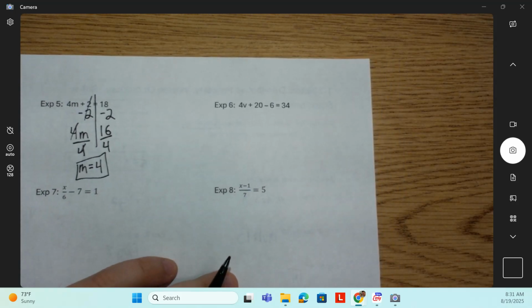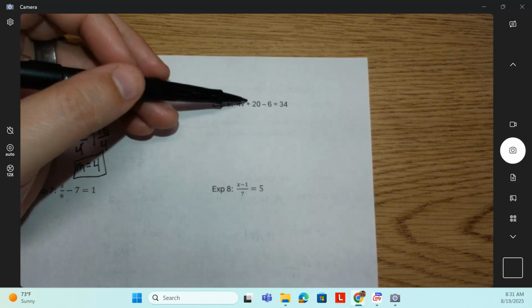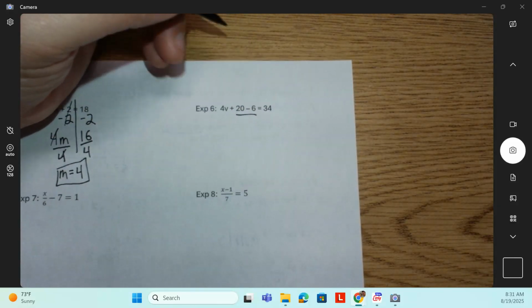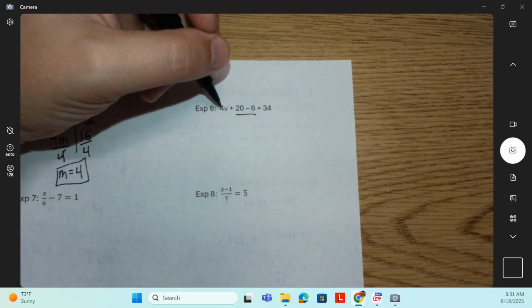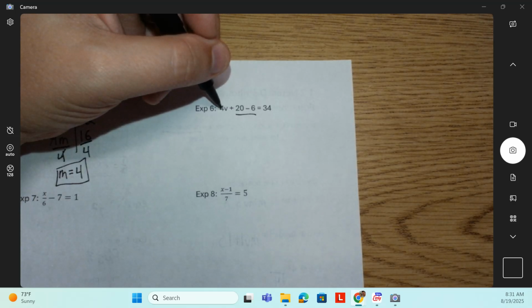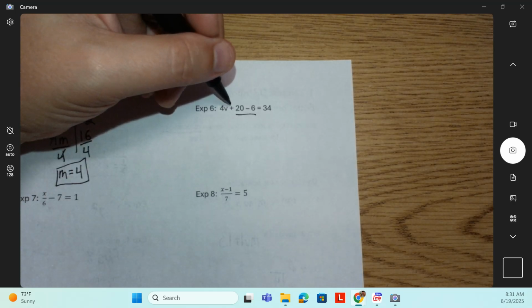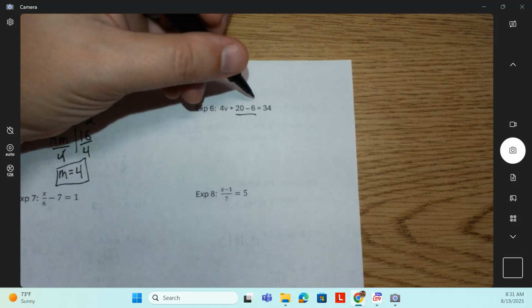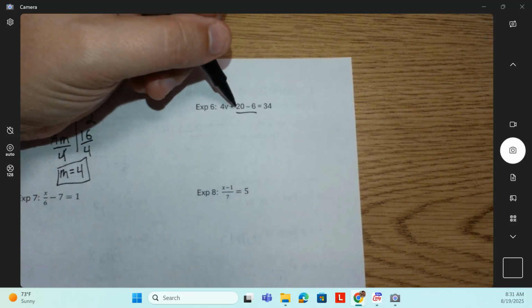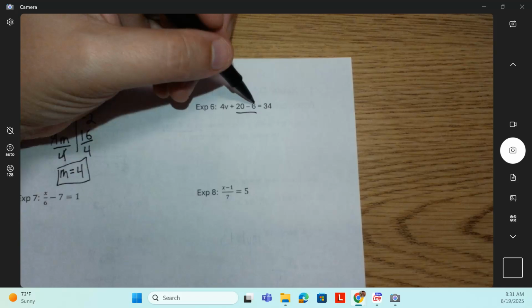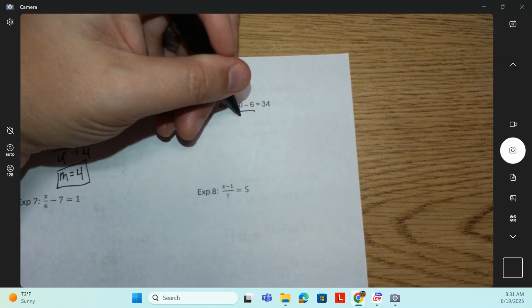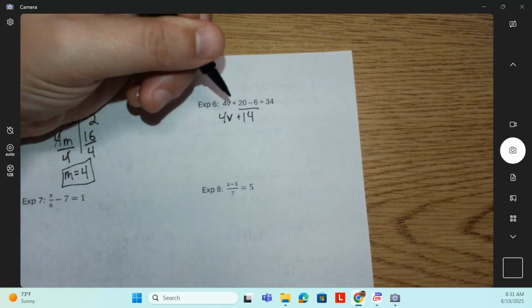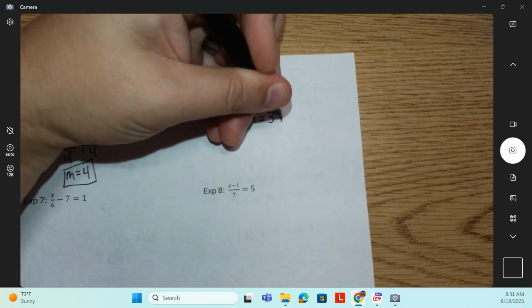When I look at the example for number 6, they give us 4v plus 20 minus 6. So the very first thing I'm going to do is make it a little simpler by doing that 20 minus 6, because we can't combine it with the 4v. So we're going to take away the 6 from it, combine those like terms. So positive 20 and a negative 6 would give me a positive 14. So now I'm at 4v plus 14 equals 34.